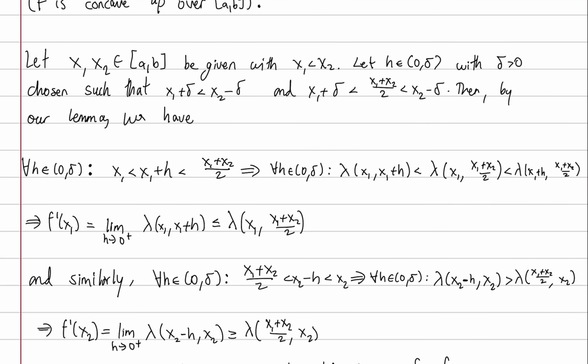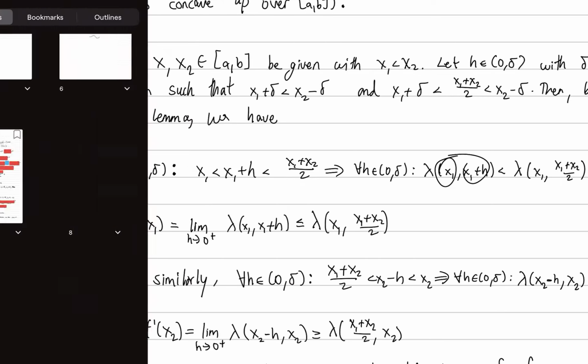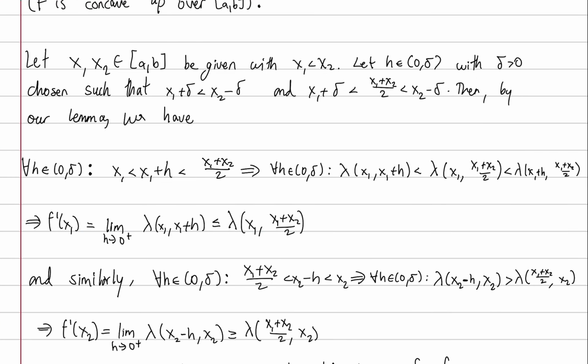lemma, meaning that all of these slopes of the secant lines have to be less than each other. This one compares the two endpoints, right? This one compares the first two, and this one compares the last two. Hopefully you could see that. This is our application of the lemma because f is concave up, okay?